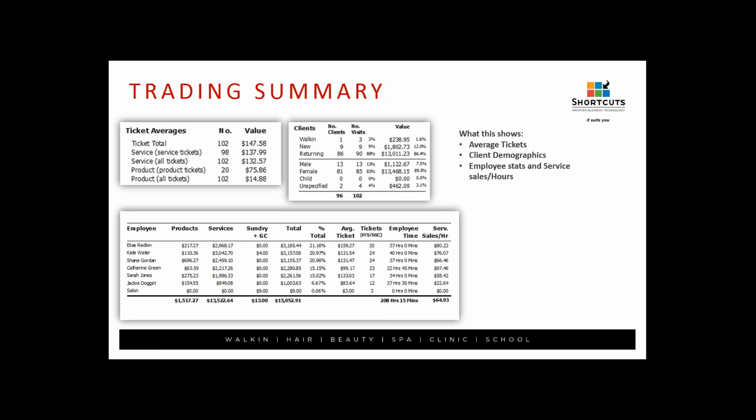How many were male, female, marked as children, or unspecified. The unspecified just indicates that they weren't given a gender and weren't marked as a child.